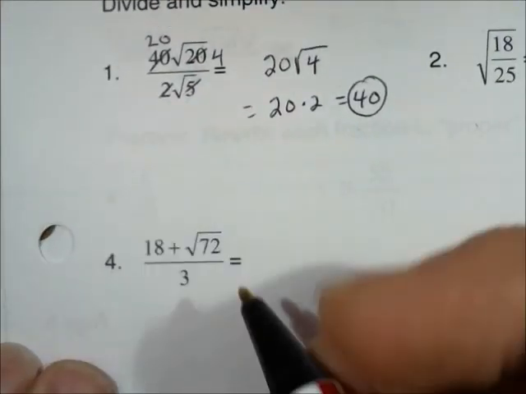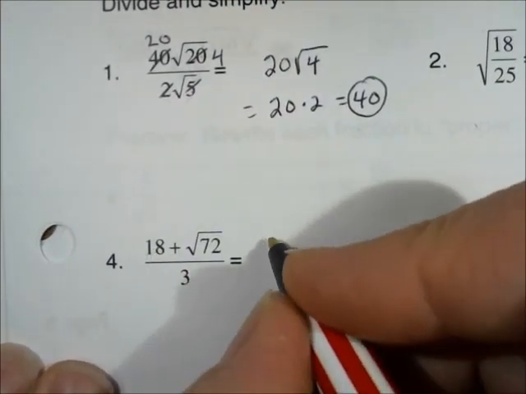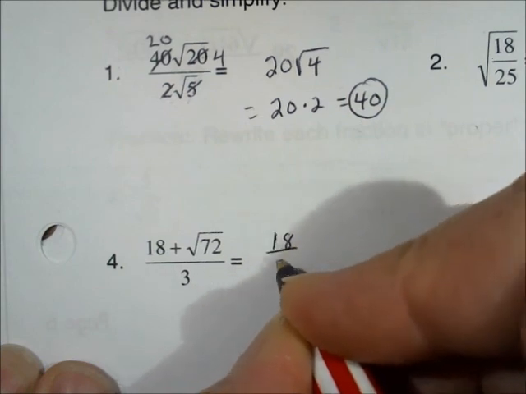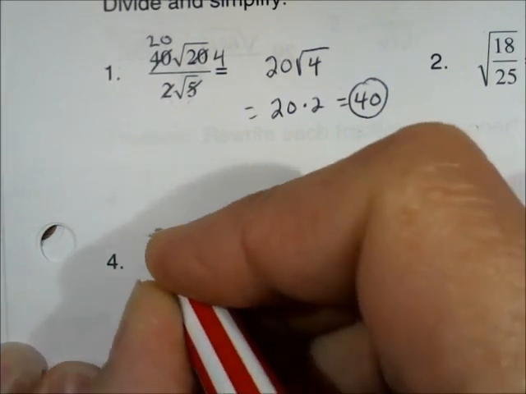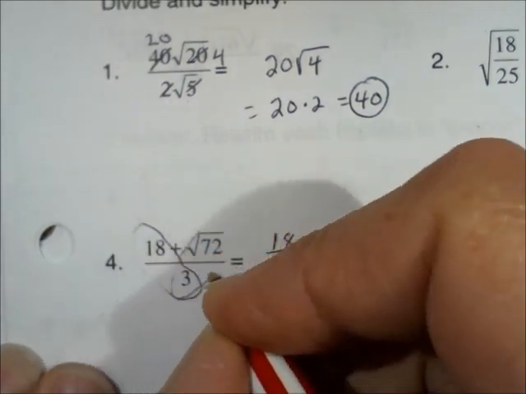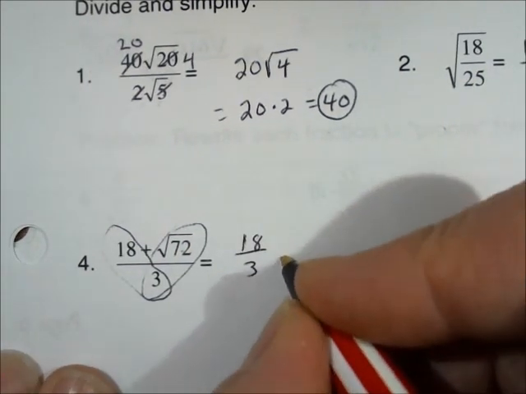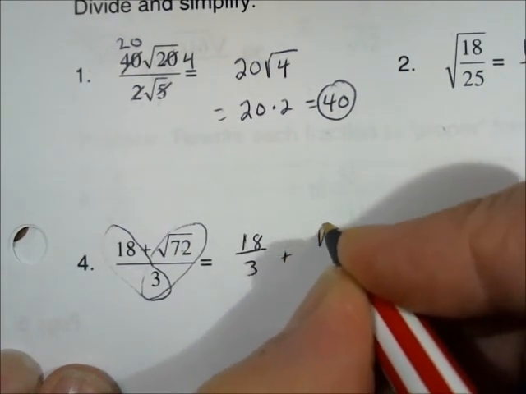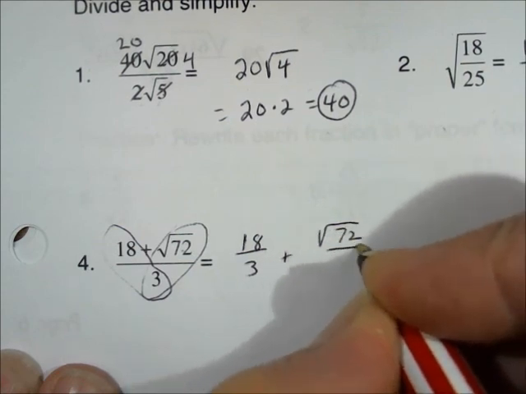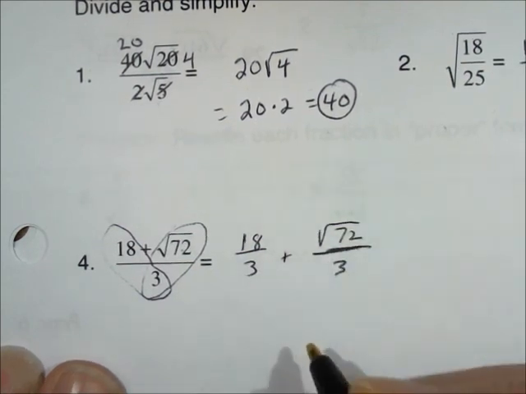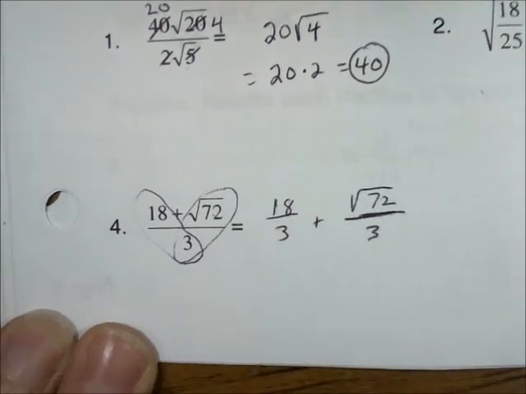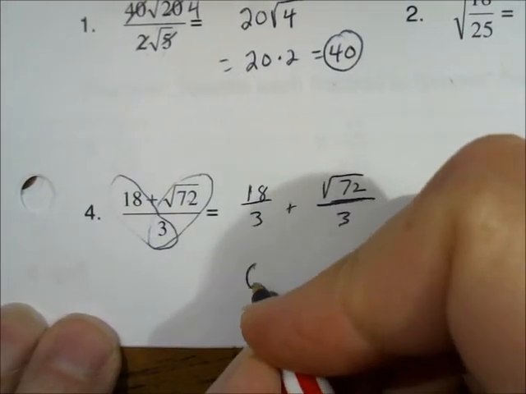And then this other one, 18 over 3, we're going to do just like we did before. 18 over 3, make sure you divide both parts of that binomial by the 3. So you're going to have plus the square root of 72 all over 3. Well, 18 over 3, that's just a 6.